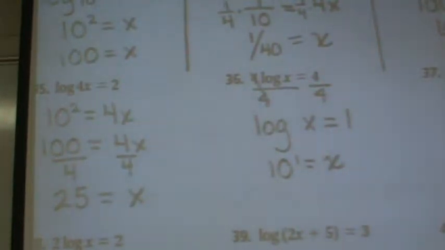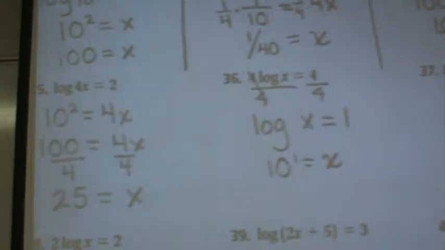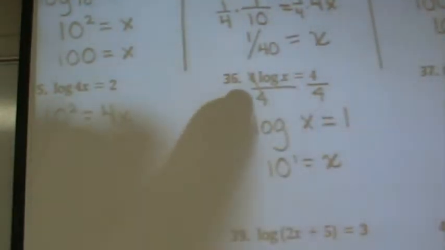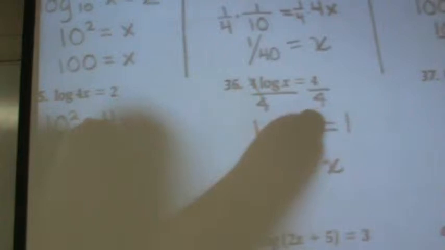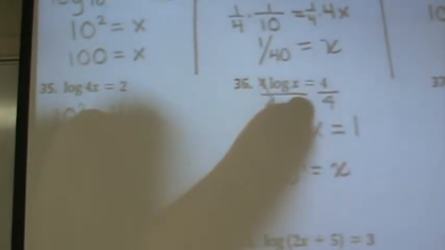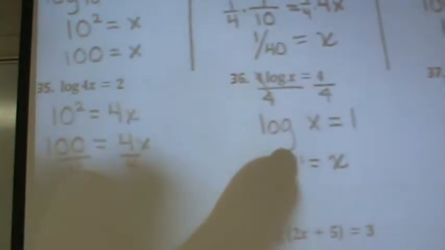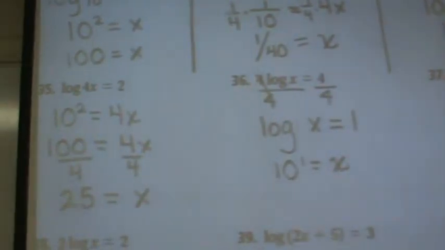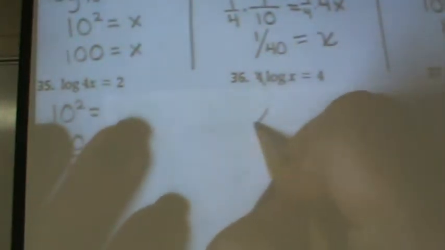Now, there's another way you could have done this one. How'd I get 256? Well, this is actually just as easy. Divide by 4, because this is 4 times the log of x. I'm gonna cover up my work for the other way I was gonna show you. This is what it says.